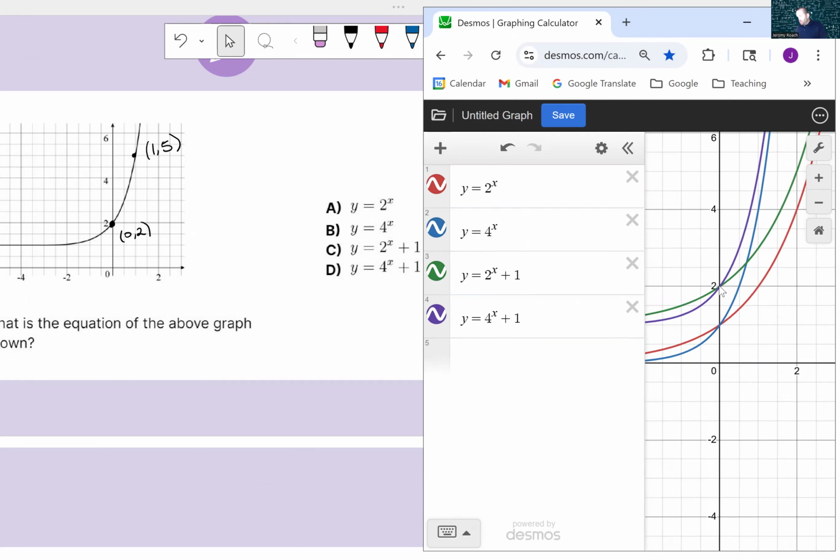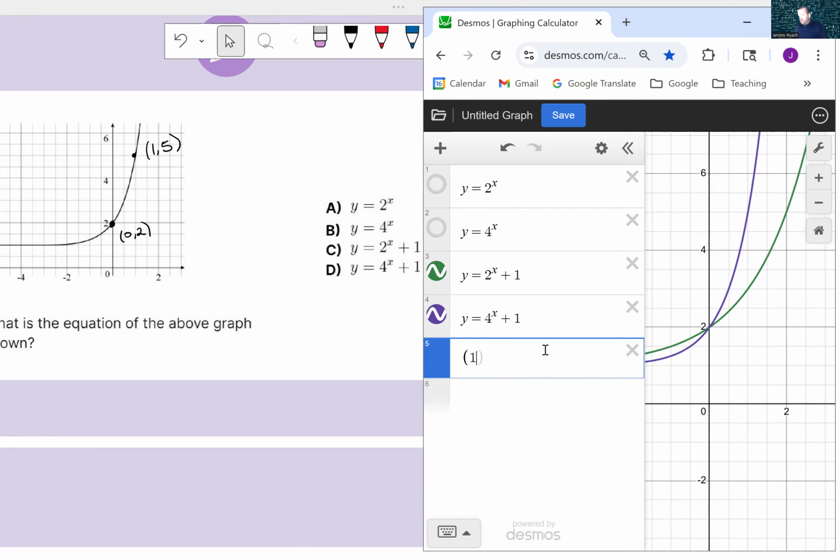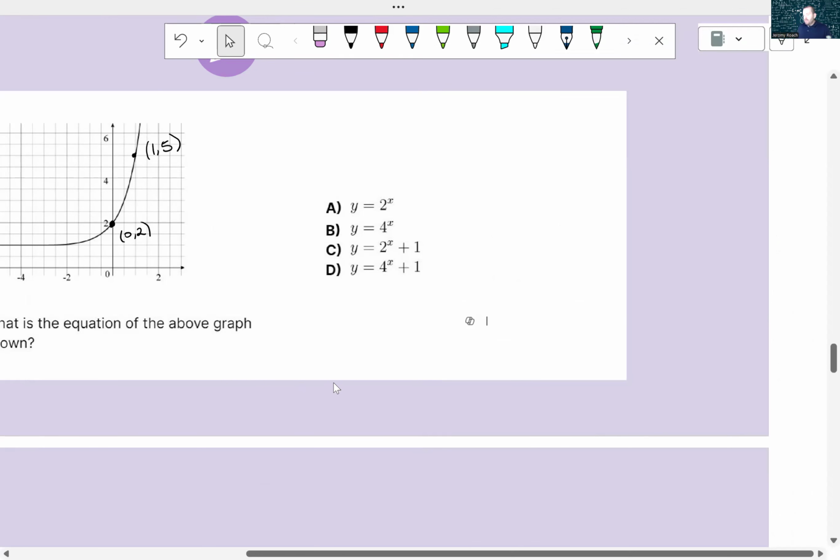Well, so far, purple and green. One of these two. That's C or D. So we can just click these, and then that turns those lines off. We don't have to see those anymore. And then 1, 5. You can type in 1, comma 5. Just make sure you put a space between them. And it'll show you the point there, and it looks like it's on the purple line, and that's D. So if that saves you more time, definitely you can answer your questions this way as well.